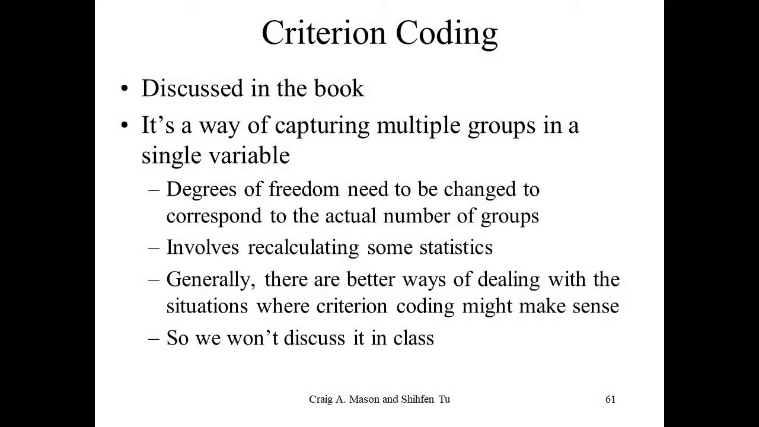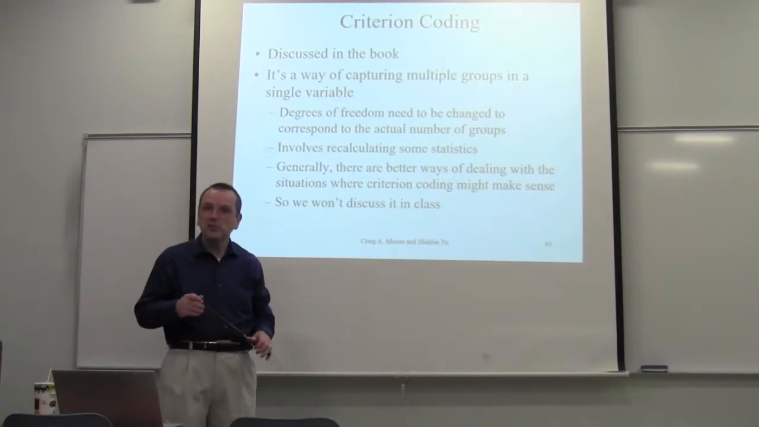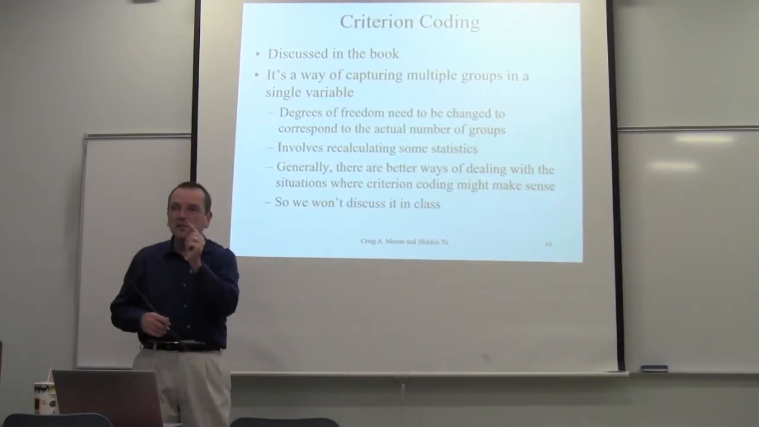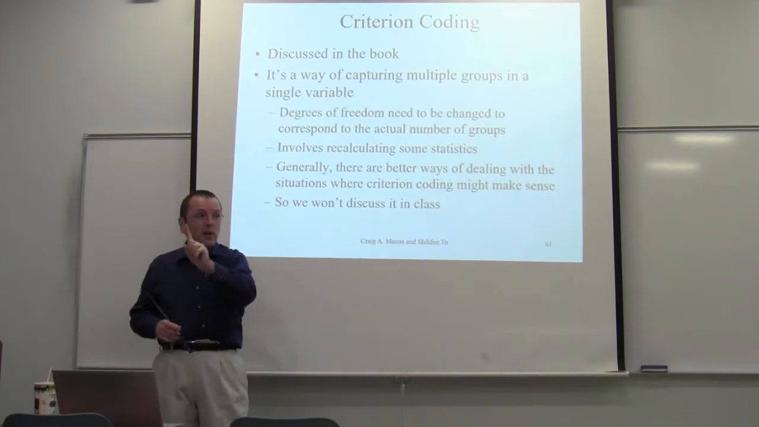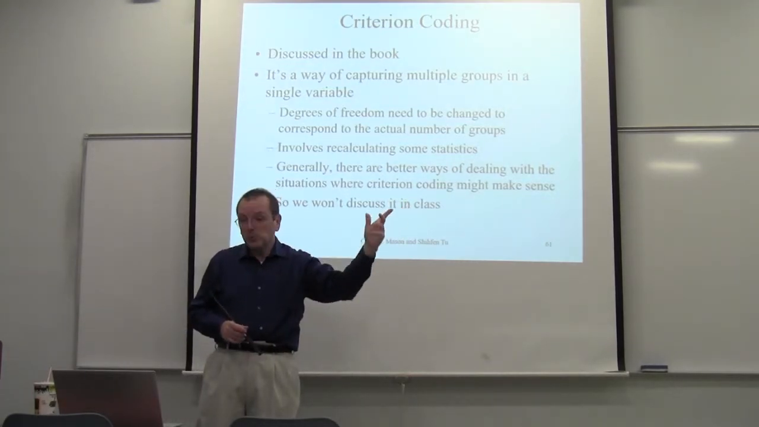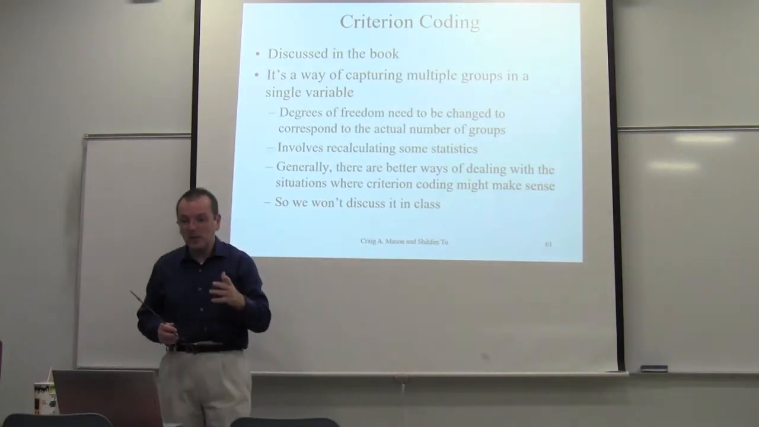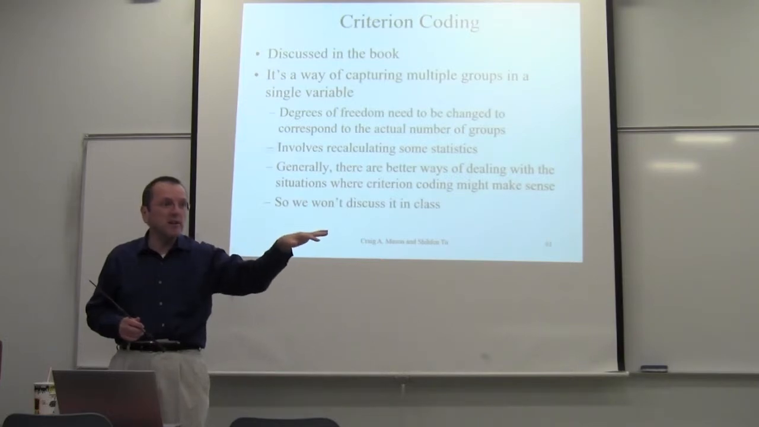If you do that, it's complicated. Finally, the book just talks briefly about criterion coding. I think of it more as, if you're really into this stuff, an interesting way that there is a way you can code all those groups so that you have one variable that captures which group you're in. That's what criterion coding is able to do. It's a way of coding multiple groups into a single variable.